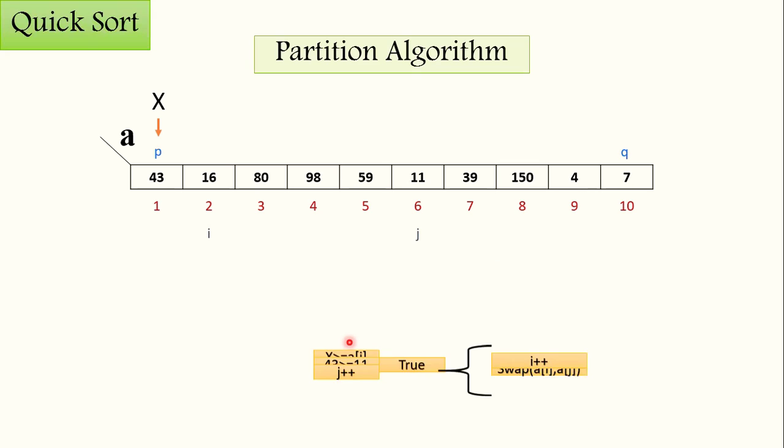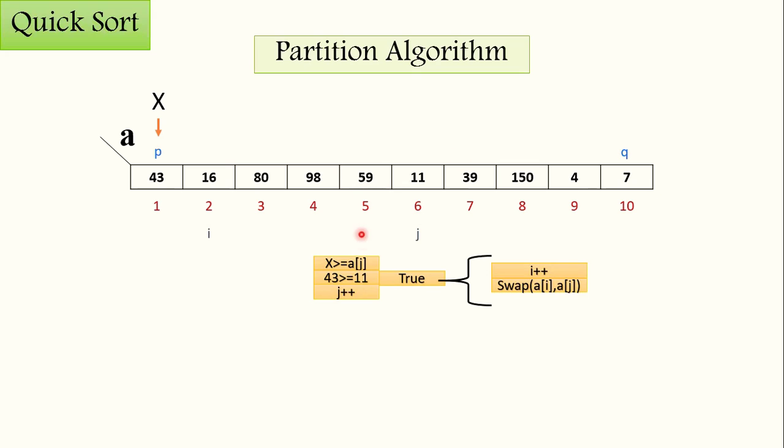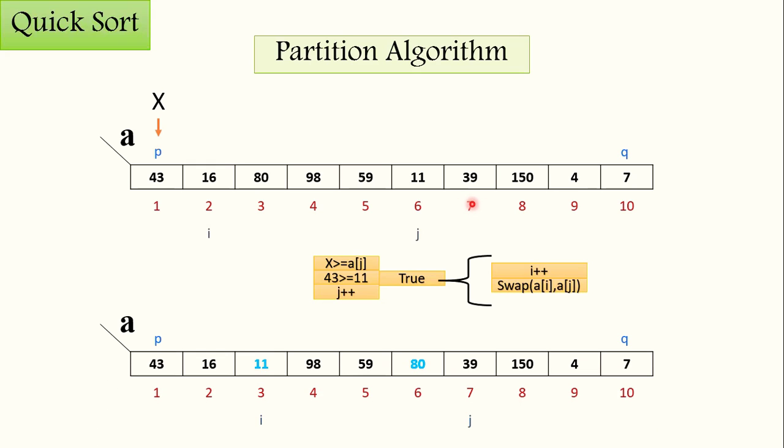This is your resultant array, and X is 43 and J becomes 6, which means AJ is equal to 11. 43 is greater than or equal to 11. Yes, true, which means take action. I is incremented by 1, and I becomes 3. Swap AI and AJ, which means 80 will exchange its value with 11. Clear. After swapping, the J value will be incremented by 1, and J becomes 7.